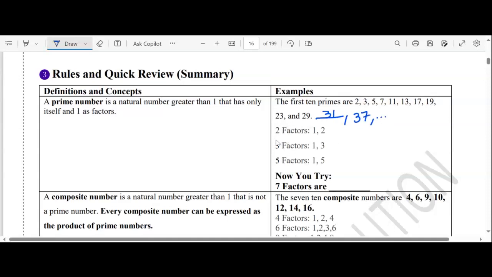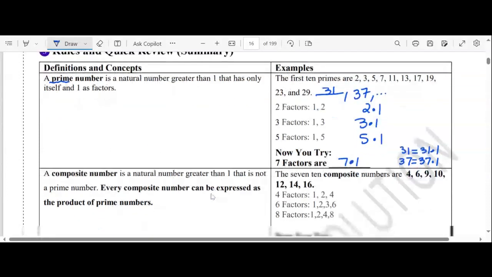So now let's factor 2. 2 is what by what? 2 times 1. What about 3? 3 times 1. What about 5? 5 times 1. What about 7? 7 times 1. So it's itself and the number itself and 1 is a factor. If I said 31, what is the factor of 31? 31 times what? 1. What about 37? 37 times 1. That's why they call it what? Prime numbers.